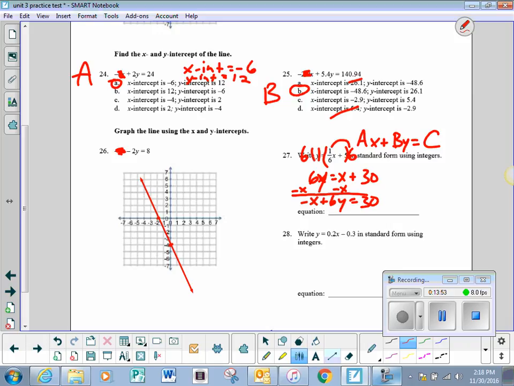And then I know x cannot be negative, so I need to multiply both sides by a negative 1, and I get x minus 6y equals negative 30. So that's the answer for that one.